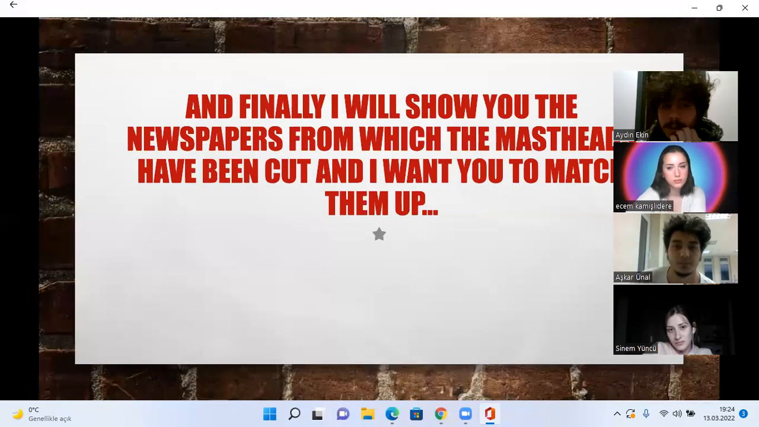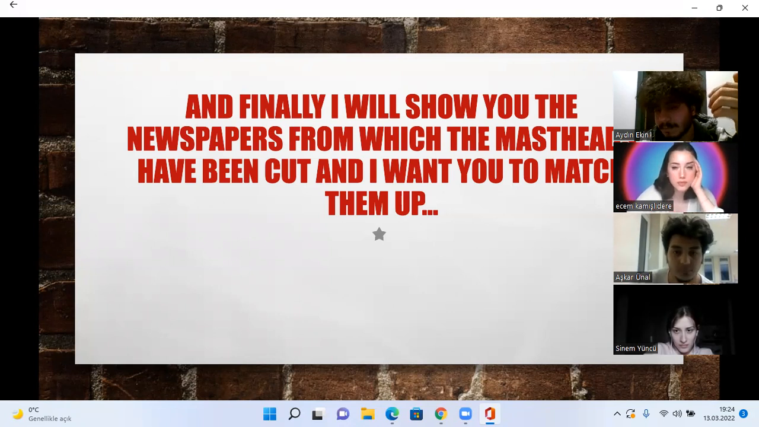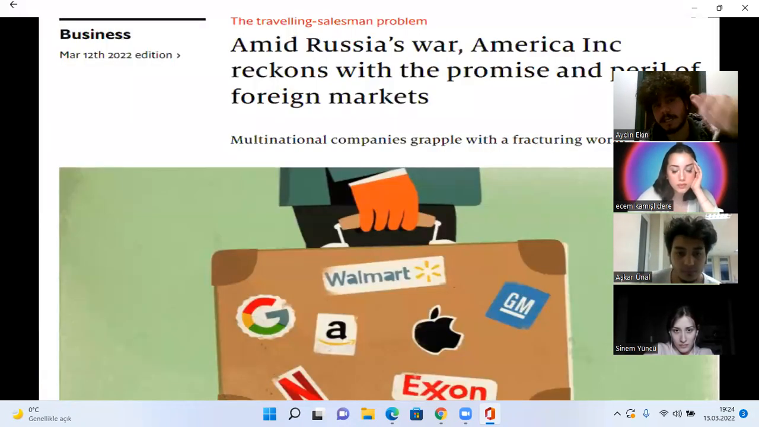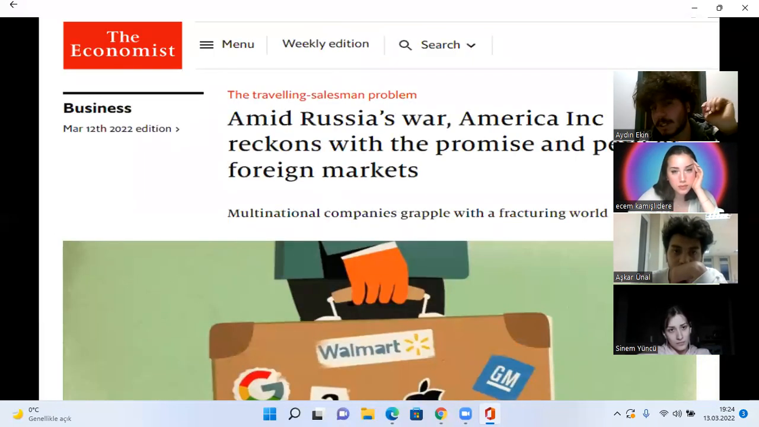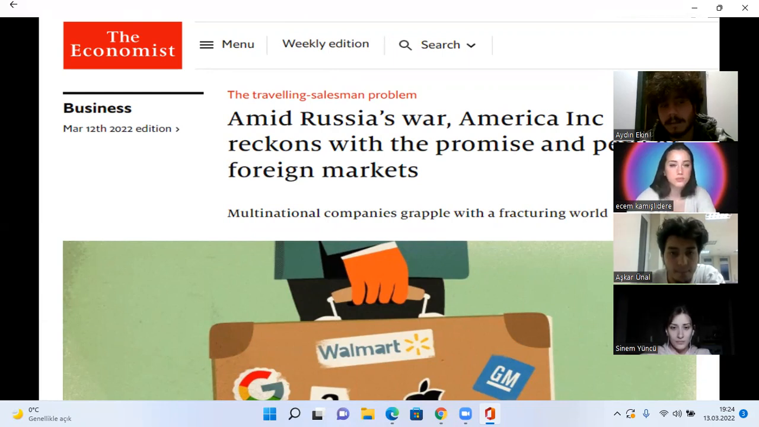Yes. And finally, I'll show you the newspapers from which the mastheads have been cut, and I want you to match them up. The first image does not have the masthead of the newspaper, the name of the newspaper, and I'd like you to make a guess and try to match them up. So take a look at this. Which newspaper do you think it comes from? Is it The Economist? So let's check it out. Yes, of course. As you see, the news that they have published is about business, foreign markets, and The Economist is the correct one. Very well done, Ajam.